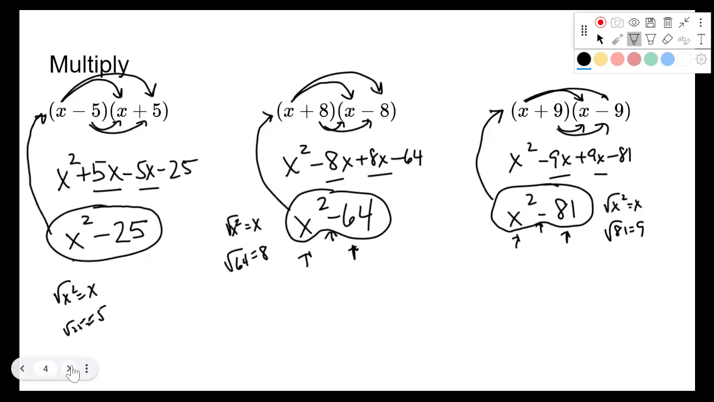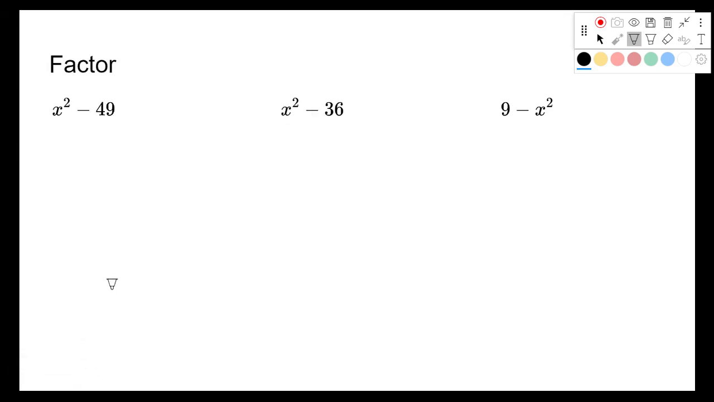All right. Let's try to factor. We'll try to go the other way. Let's try to factor x squared minus 49. The first thing we're going to do is check for a GCF. Is there a GCF other than 1? No, there's not. It's got 2 terms. All right, 2 terms, no GCF. We're going to try difference of 2 squares.